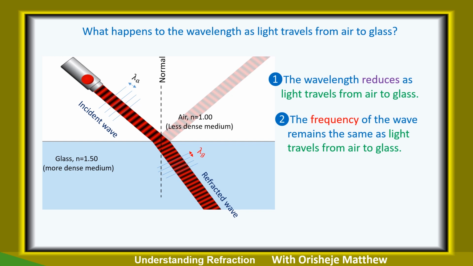Point number 2: the frequency of the wave remains the same as light travels from air to glass. The velocity reduces, the wavelength reduces, but the frequency remains constant. So that is the point to note.